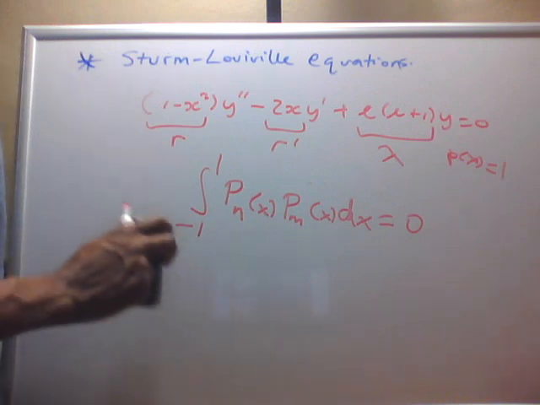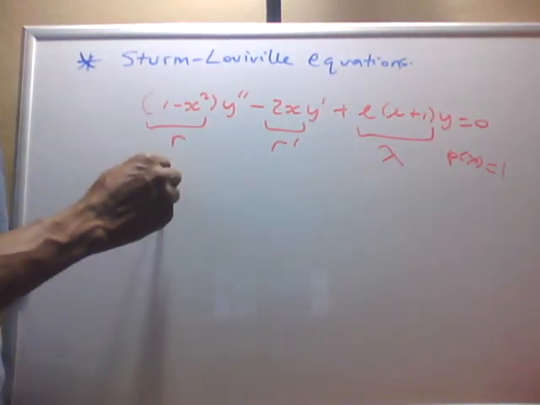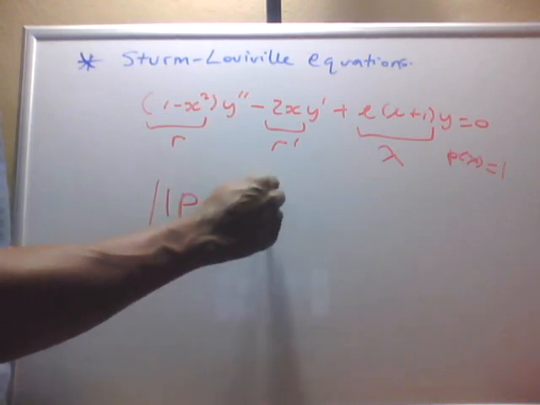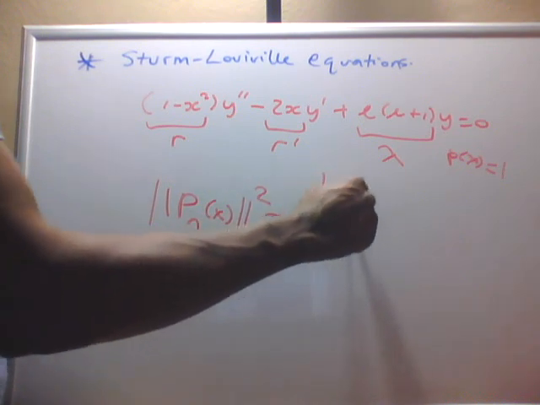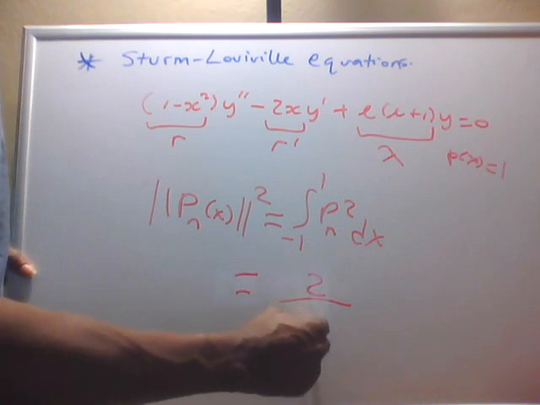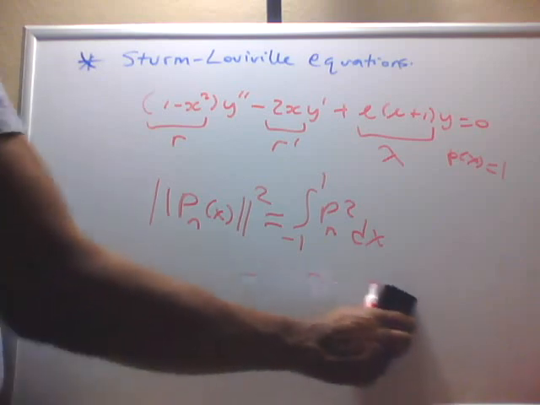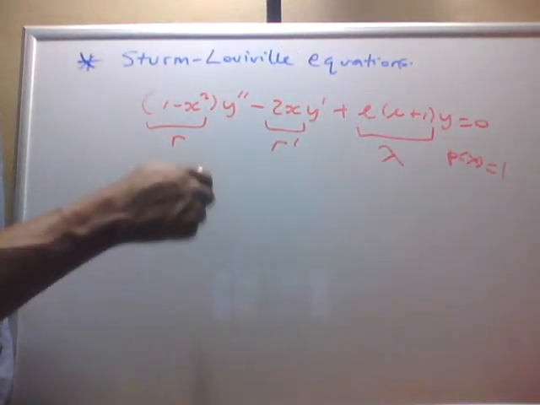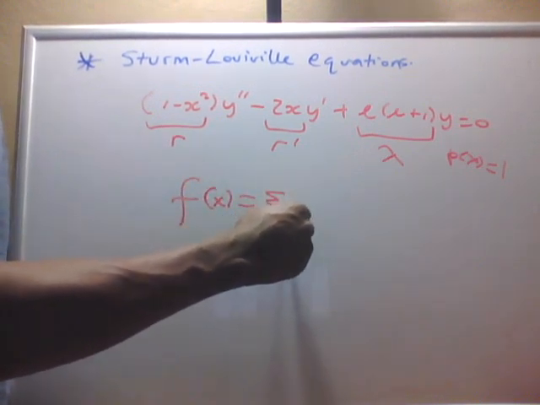For the norm, the square norm of the Legendre polynomials, I think I gave you that integral in the past. Square norm for any of them is just simply two over 2n plus 1. Okay? Okay. So for the Legendre polynomials, again, you can expand any function because they're orthogonal as the following.